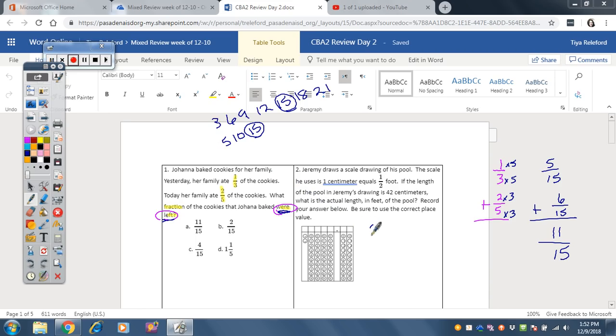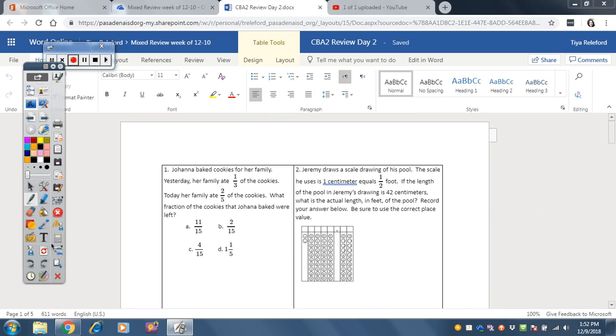I think if I have 15 cookies, and I eat 11 of them, how many 15ths are left? That's your answer. And really what they're trying to know is, do you know how fractions work?